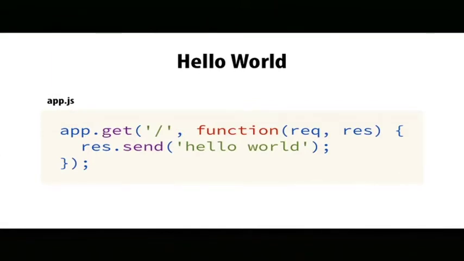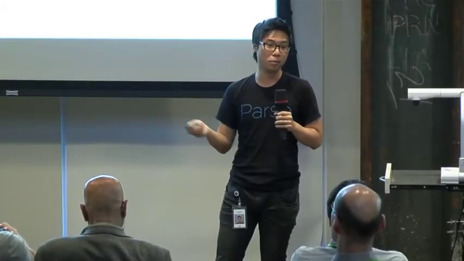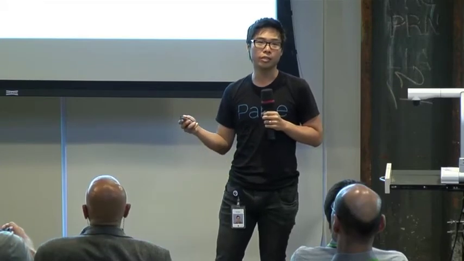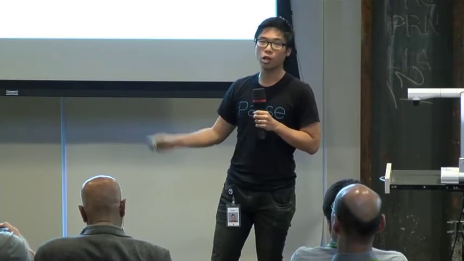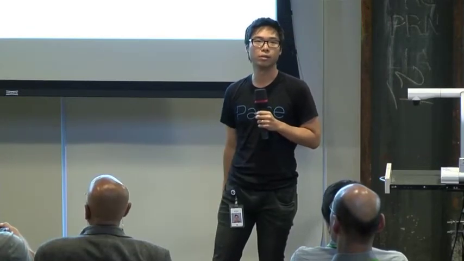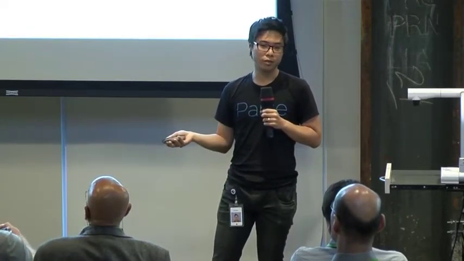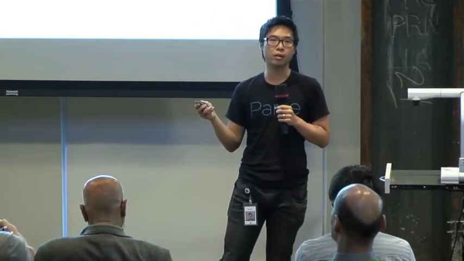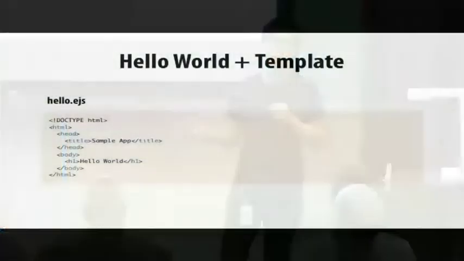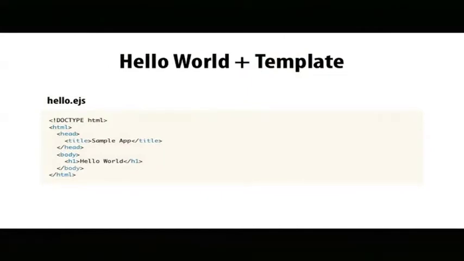But that's just one piece of text, right? Usually, you actually want to send a little bit more to the browser than just hello world. You want to send a whole HTML document. In this case, you can actually render a template instead. In this case, we render hello, and here's what the template looks like. It's hello.ejs. So EJS stands for Embedded JavaScript. If you guys are familiar with ERB in Rails or other templating languages, it's similar to that, except that you can put arbitrary JavaScript in there. In this case, it's just a static piece of HTML.